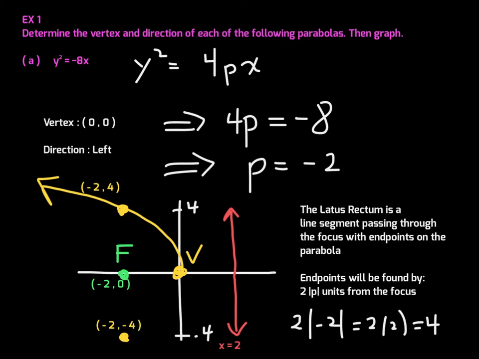And I found these coordinates by going down 4 units from the focus. So it allowed me to do something like that. Okay, so there is my final picture. So we found the vertex, we found the direction of the parabola, and we also graphed the directrix as well.